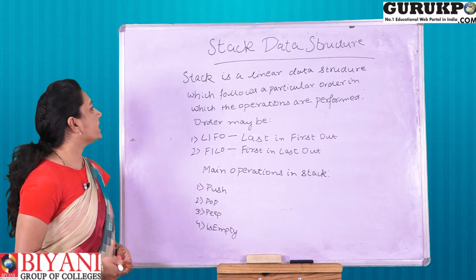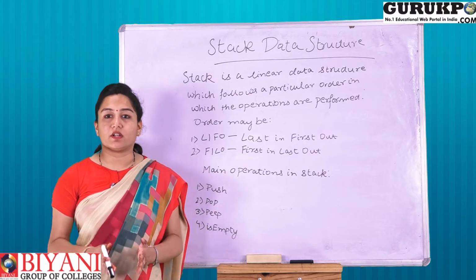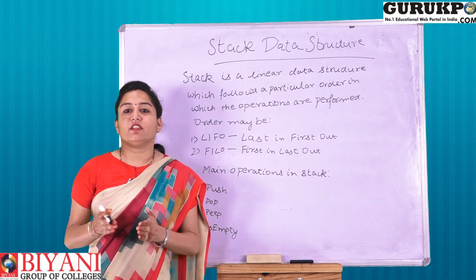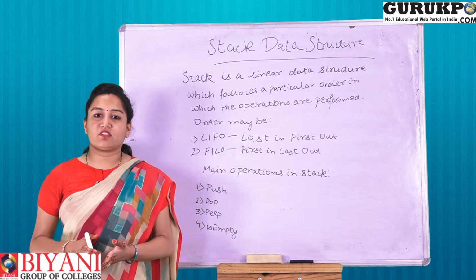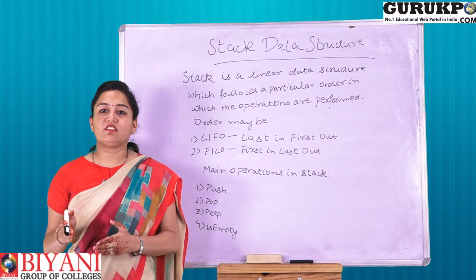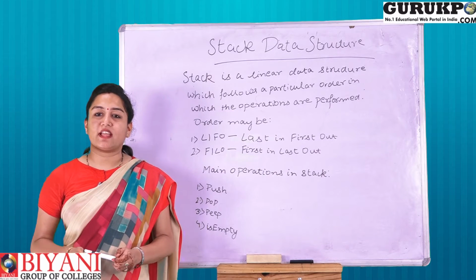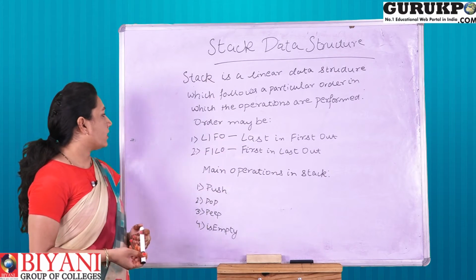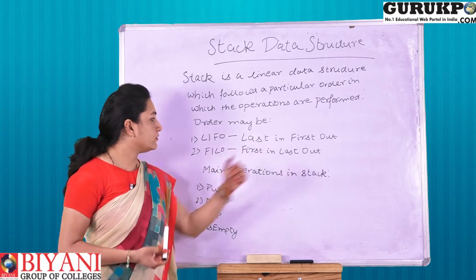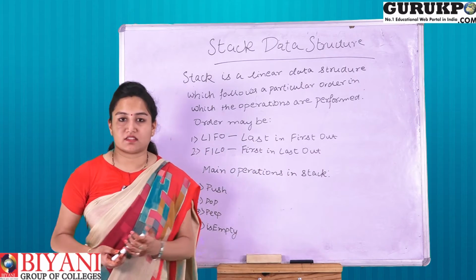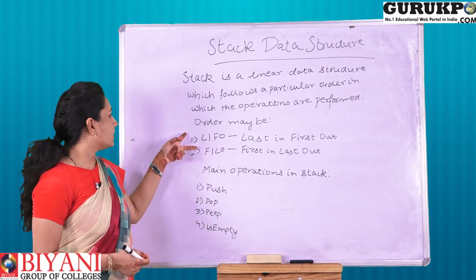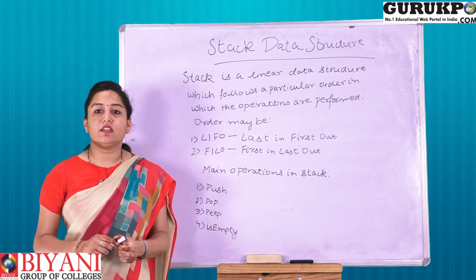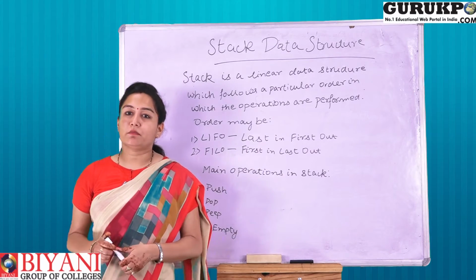So, stack is a linear data structure which follows a particular order in which the operations are performed on the elements. That means when the elements are arranged in the stack data structure, the operations which will be performed on those elements will be in some particular order. Now that particular order may be LIFO, that is last in first out, or FILO, first in last out. Stack follows either the first or the second order in which the operations on the elements are performed.